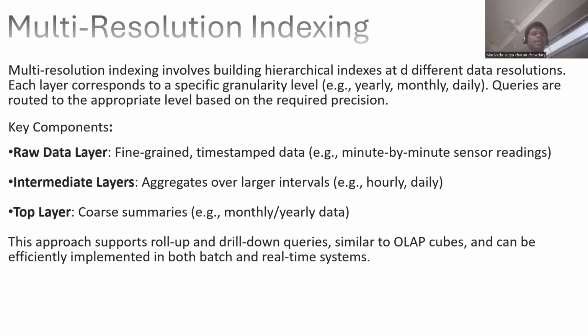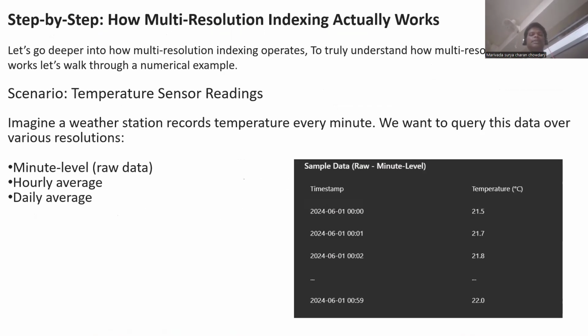Now let's discuss the key components of multi-resolution indexing. The first component is the raw data layer. The raw data layer consists of fine-grained timestamp data. Now coming to the intermediate layers, which contain aggregates over larger intervals. Now coming to the topmost layer, which summarizes the entire data. This approach supports roll-up and drill-down queries, which are similar to OLAP cubes and can be efficiently implemented in both batch and real-time systems.